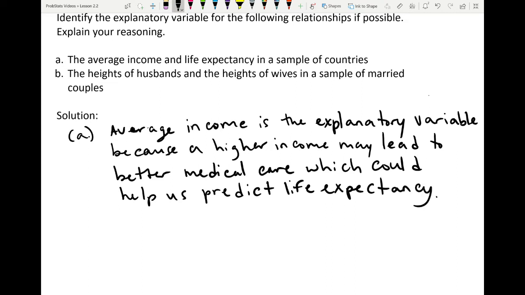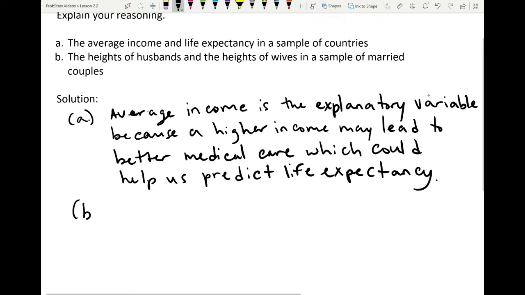All right, so let's look at part B. The heights of husbands and the heights of wives in a sample of married couples. So in this example, there really does not seem to be a relationship between the height of husbands and the height of wives. So kind of looking at it, there's no reason that there will be a relationship between the height of husbands and the height of wives. So in this case, the explanatory variable could be either one.